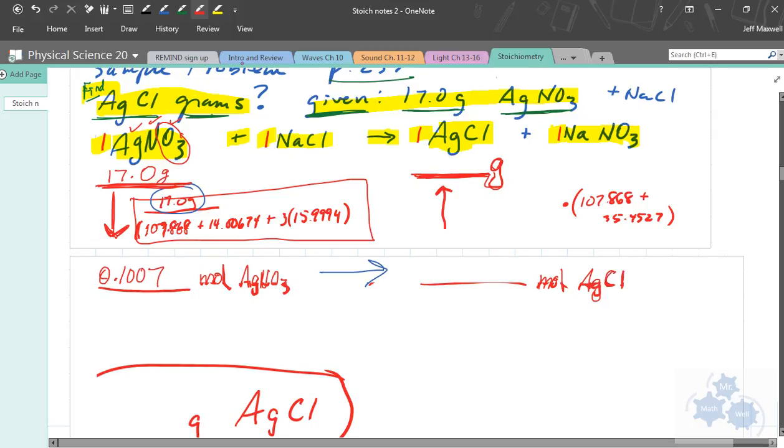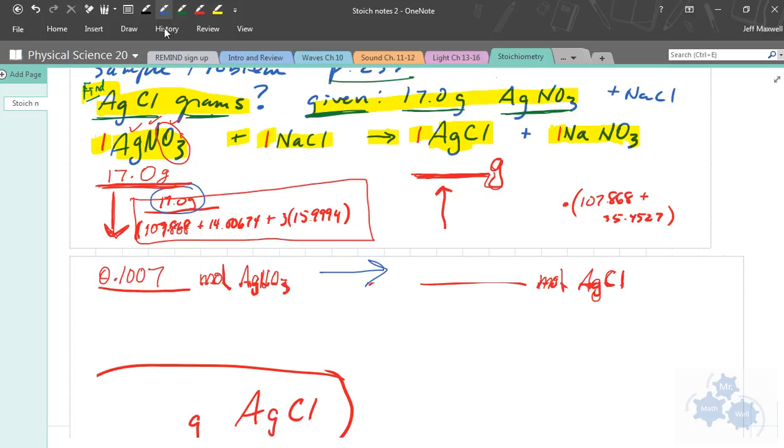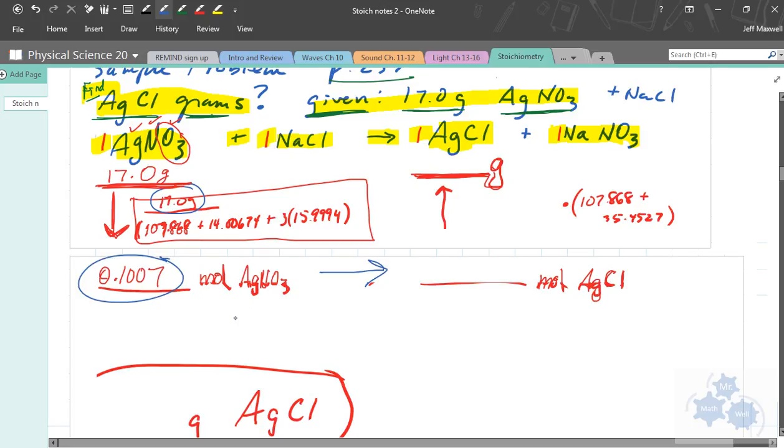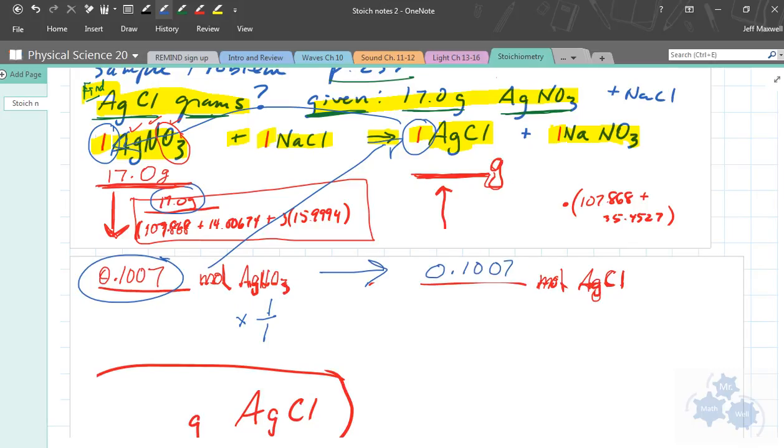That's what I want. And how do I do that? I take this number, and I multiply by 1 over 1. See, they're the same. It's a 1-to-1 ratio, so I multiply by 1 over 1. That whole ratio trick here always works. If it's 1-to-1 or 2-to-2 or 2-to-4, even the easy stuff, that always works. So, guess what? 0.1007, and you can write all the decimals if you want.